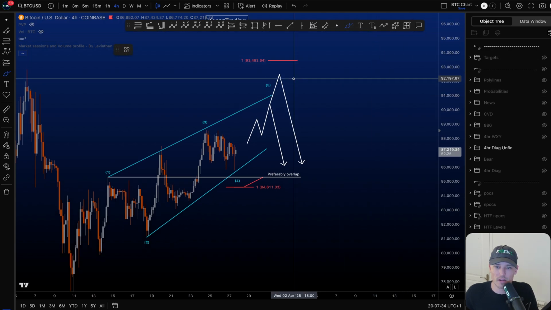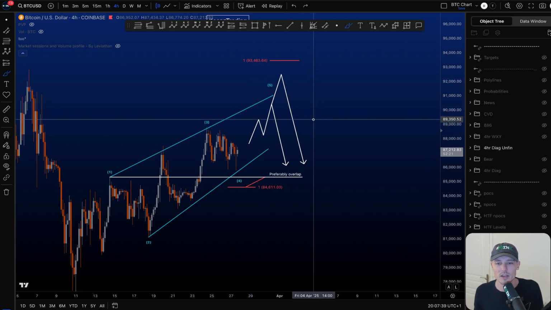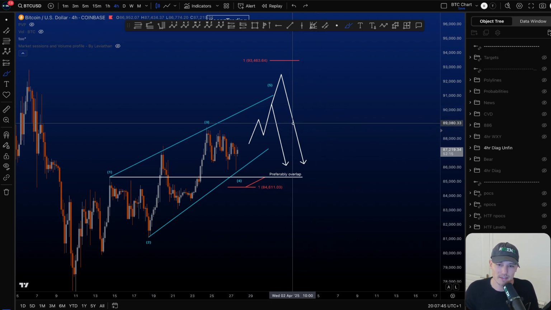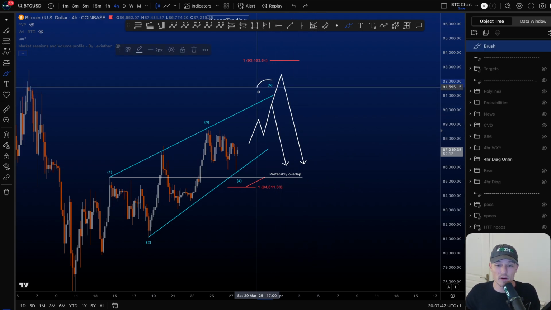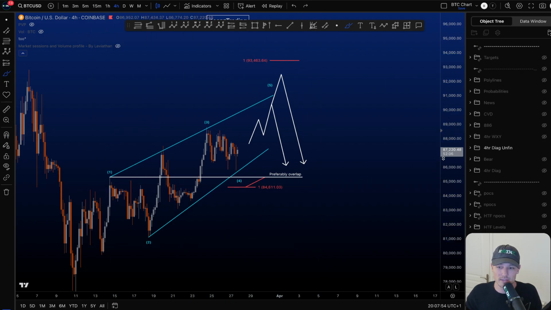After wave 5, we then want to see again a retracement to the downside. You kind of get the feeling of the video, right? Every scenario basically leads to a retracement to the downside, testing lower levels. If wave 5, however, is too long and touches 93.5K, then this scenario is invalidated.